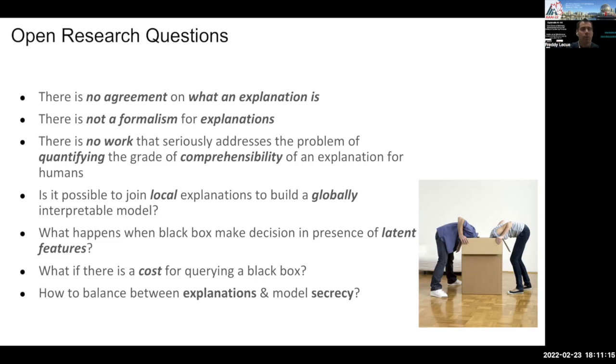What if there is a cost to query a black box? So you may think about in the future that people charge for having an explanation. Can you monetize the explanation? Is it something you can do? How to balance between explanations and model secrecy? And again, when you start providing explanations, if the explanation is revealing the secret sauce of the knowledge of a model, you start having tensions. So that's something to be considered.